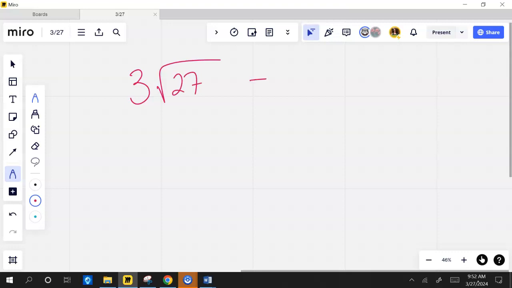3 times the square root of 27 minus 2 times the square root of 12. Simplify that expression. Can you combine those like they are? Why? They got the same root, though. The number under it's not the same. That's exactly right. So what I want to do is I want to try to simplify them before I do anything else.